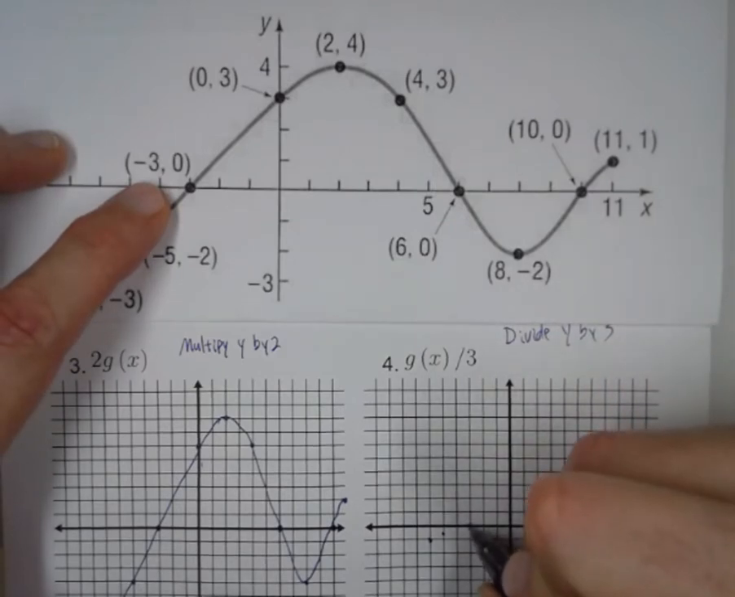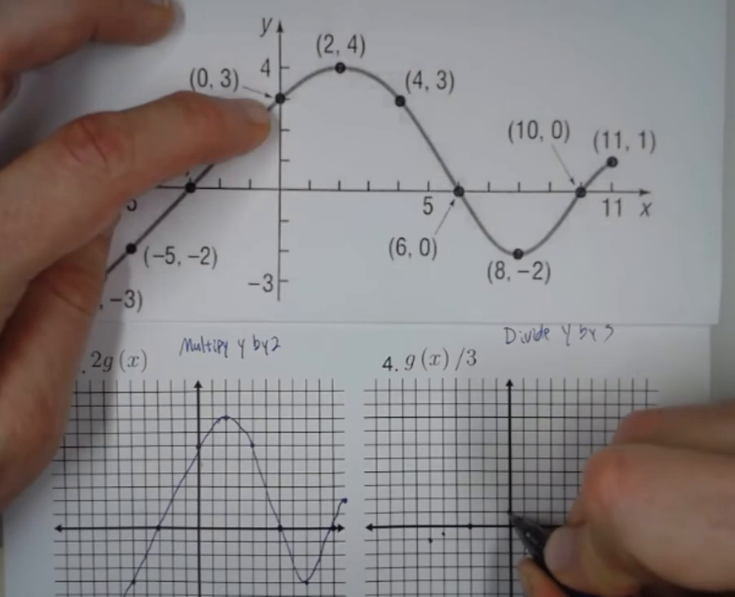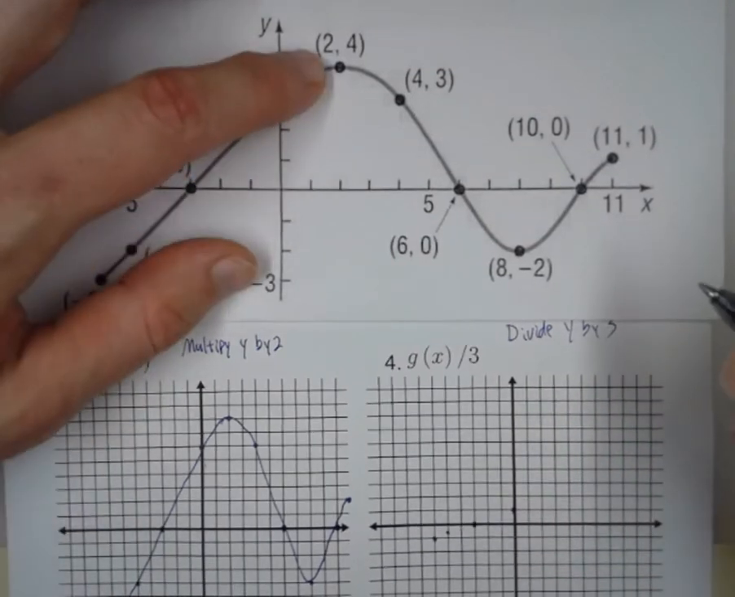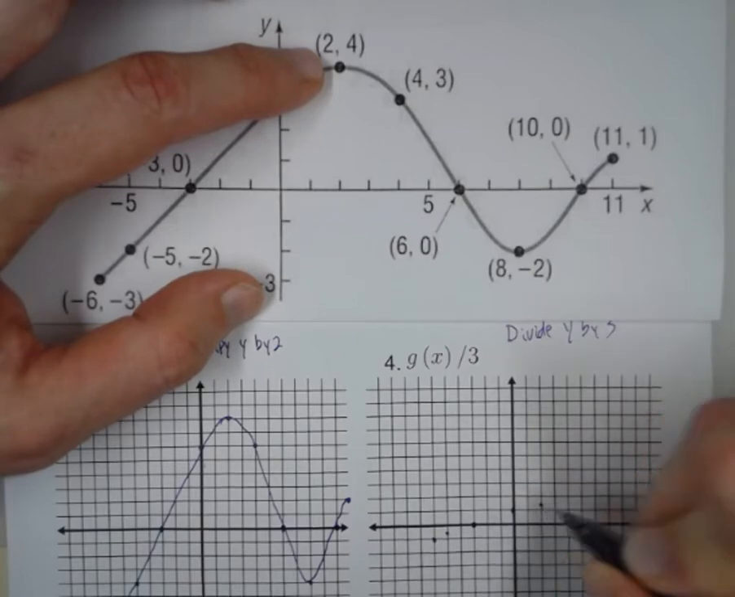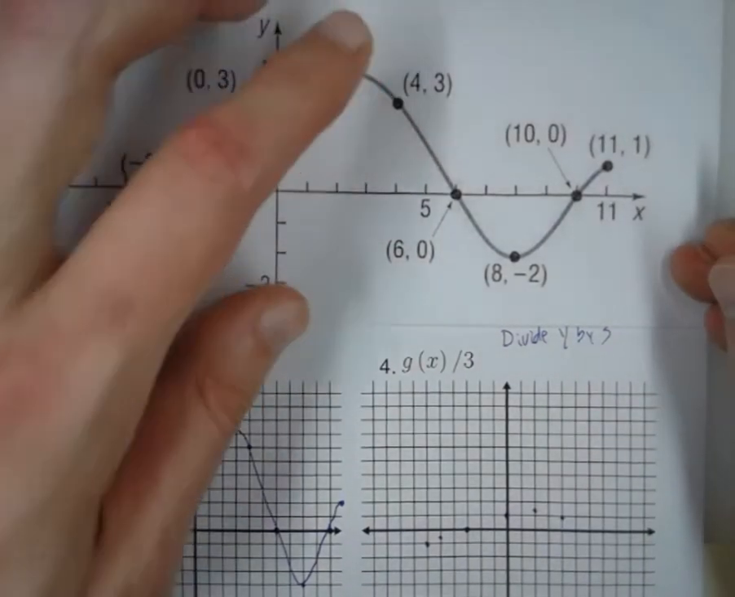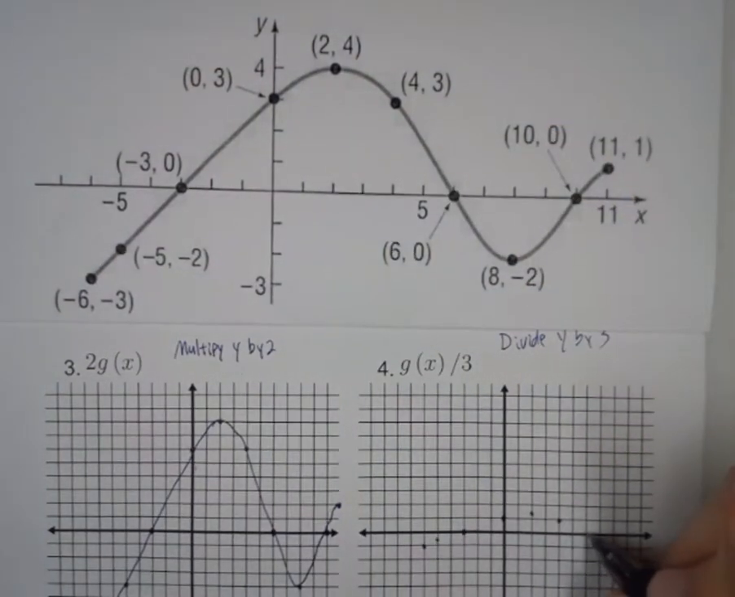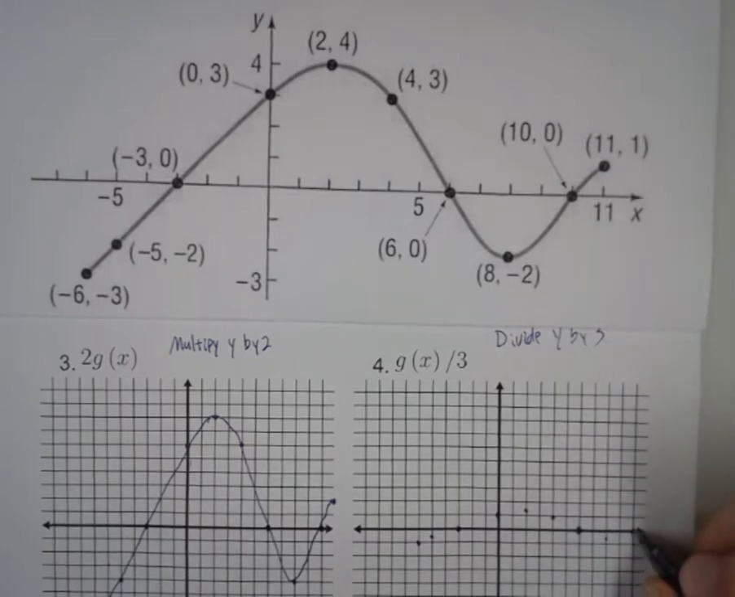-3, 0, the y value is still 0, so that's not going to change. 0, 3, that's going to be 0, 1. 2, 4, that's going to be 2, 4/3, so that's 1 1/3. 4, 3, that's going to be 4, 1. 6, 0, 0 stays 0. 8, -2, that's going to be 8, -2/3. 10, 0 stays as is, and then 11, 1 is going to be 1/3.